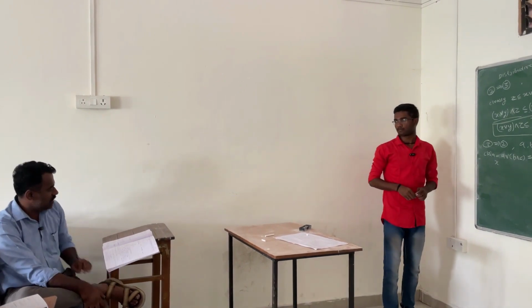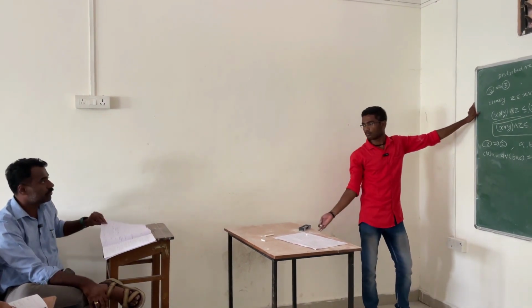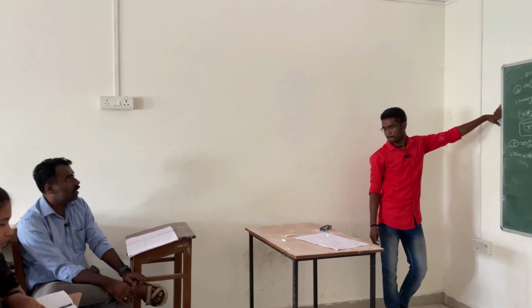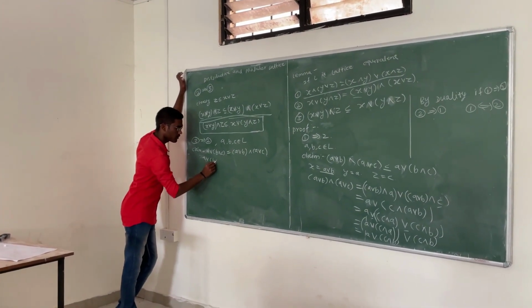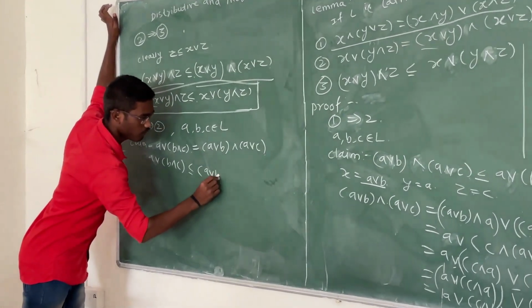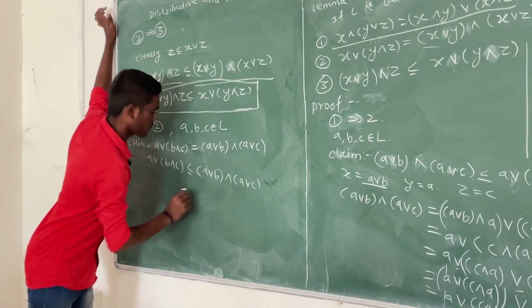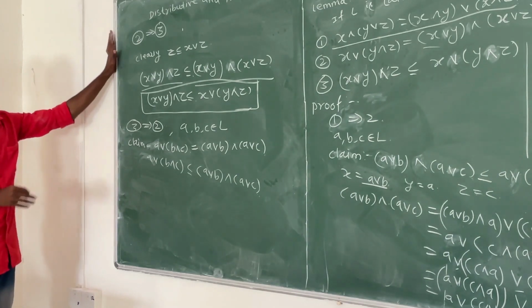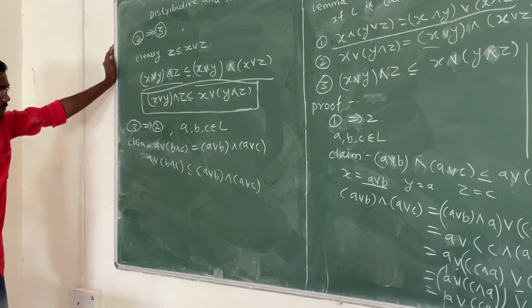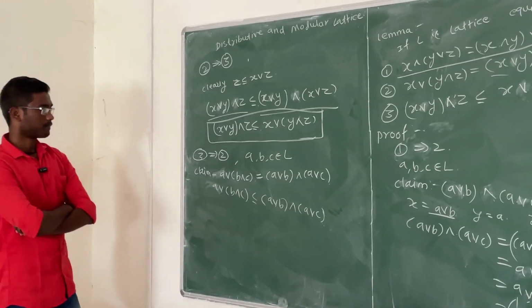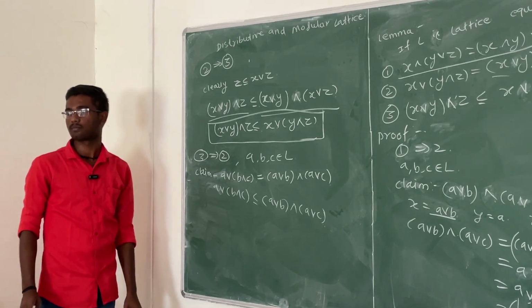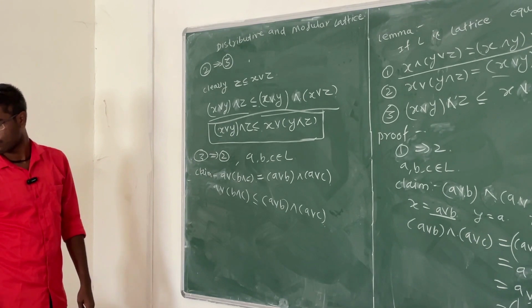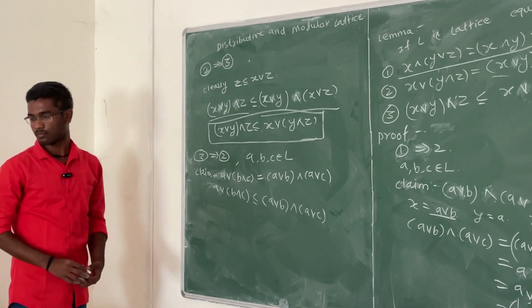So one is already true, which you have proved already in your lemma: a join b meet c is less than or equal to a join b meet a join c. See how one can at least remember these inequalities. If you take join, then if you take meet, it is still bigger. First we are considering join, then taking meet. That is still bigger than when you take meet, then join. Are you following?